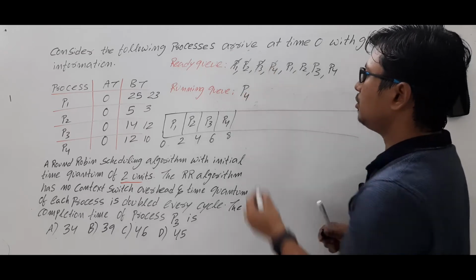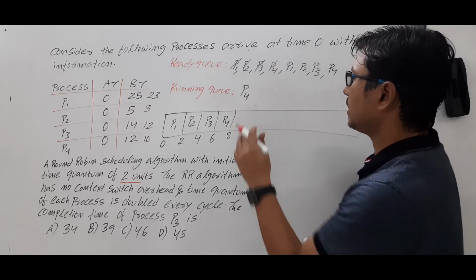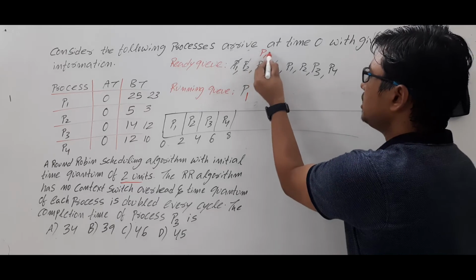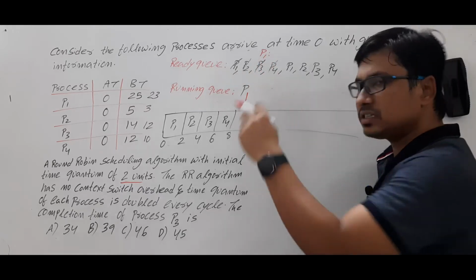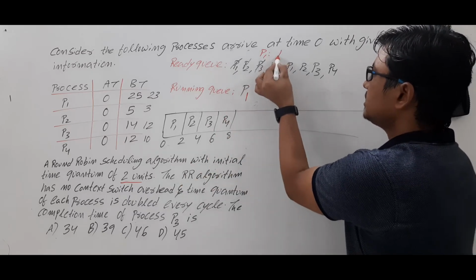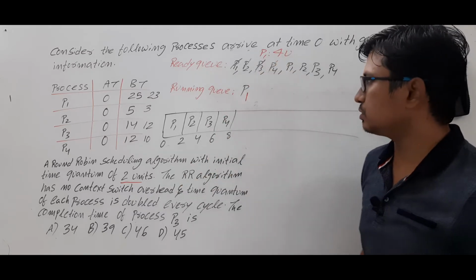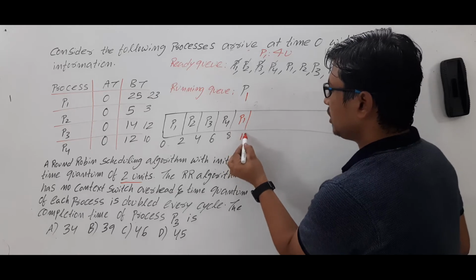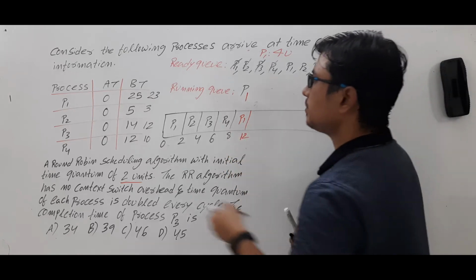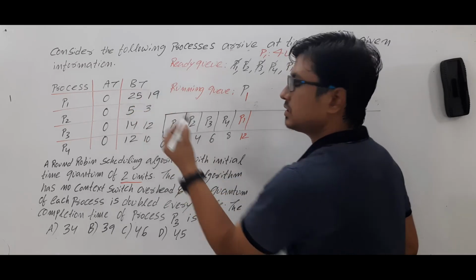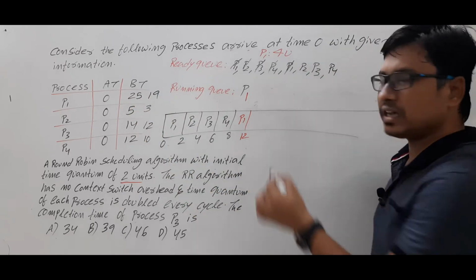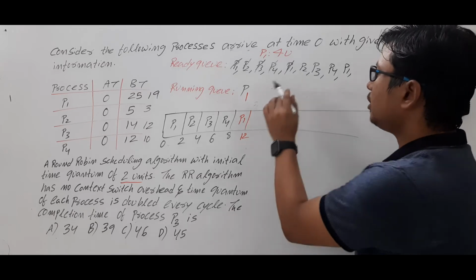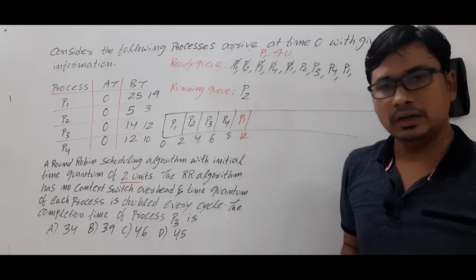Now process P1 will come to the running queue. Is it clear? Now the initial time quantum of process P1 is 2 units. As it completed one cycle, its time quantum will become 4 units. So now process P1 can run for 4 units of time. At 12 units it will complete its time quantum and its remaining burst time will become 19 units. Is it clear? As it has remaining burst time, process P1 will be sent back to the ready queue.